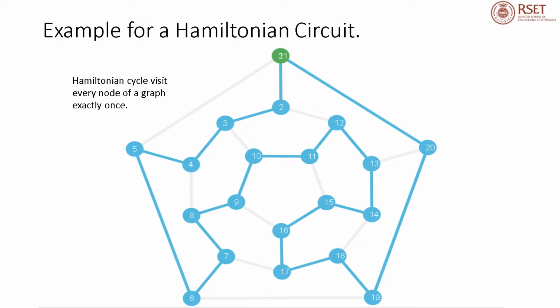We know a Hamiltonian cycle visits every node of a graph exactly once. This is an example of a Hamiltonian circuit starting from 1 along 2, 3, 4, 5, 6, and so on, up to 20, passing through all the vertices exactly once and returning to 1.